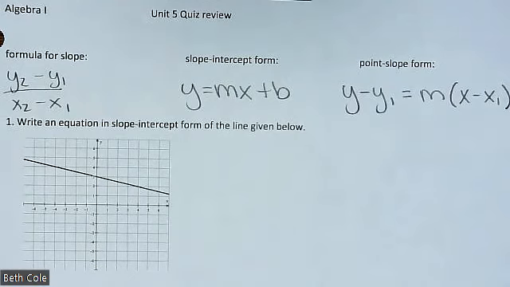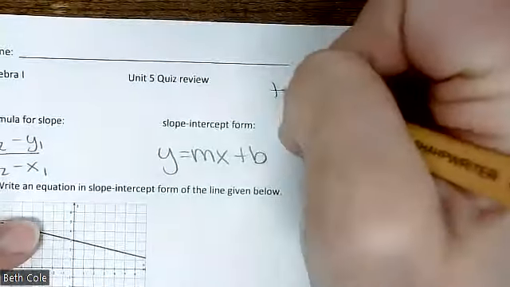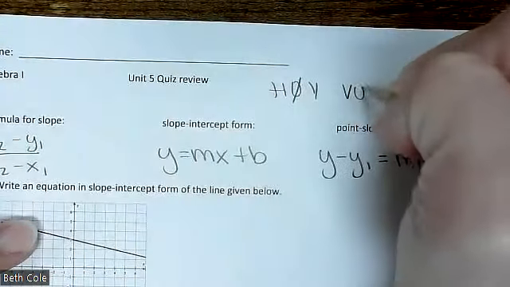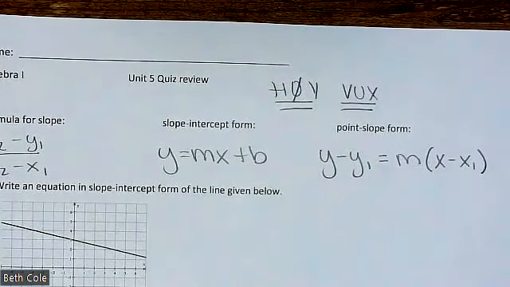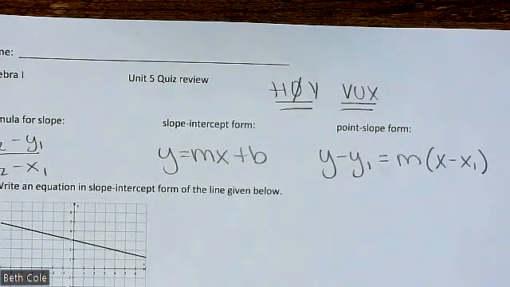Now, you don't have to do this, but I'm going to make one other suggestion. At the top of your paper, write Hoy Vux. And if you get something with a 0 slope or an undefined slope, stop doing work. Stop immediately. There is no more work. Your answer is either y equals a number or x equals a number.